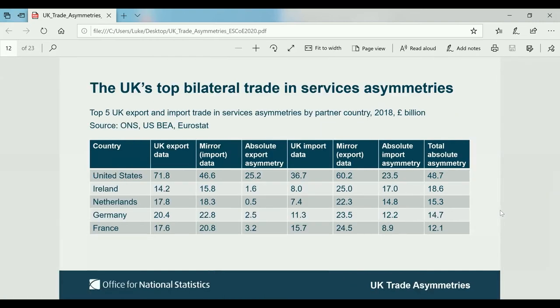So a similar slide here, looking at the top bilateral trade in services asymmetries this time. So once again, 2018 data, this time sourced from the ONS, the United States Bureau of Economic Analysis for the US data, and also Eurostat. And you can see that the United States by a little distance is the country with which we have the highest trade in services asymmetries. Fairly evenly split in 2018 between exports and imports, and a total of 48.7 billion. And then once again, we've got some of our larger trading partners, so Ireland, Netherlands, Germany and France, comprising the remainder of that top five.